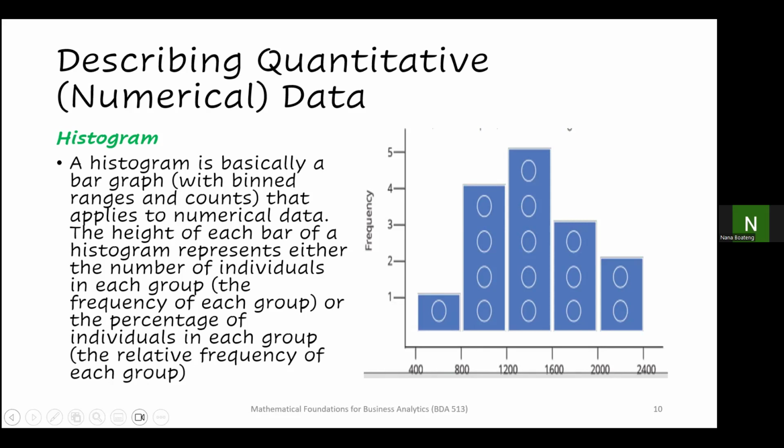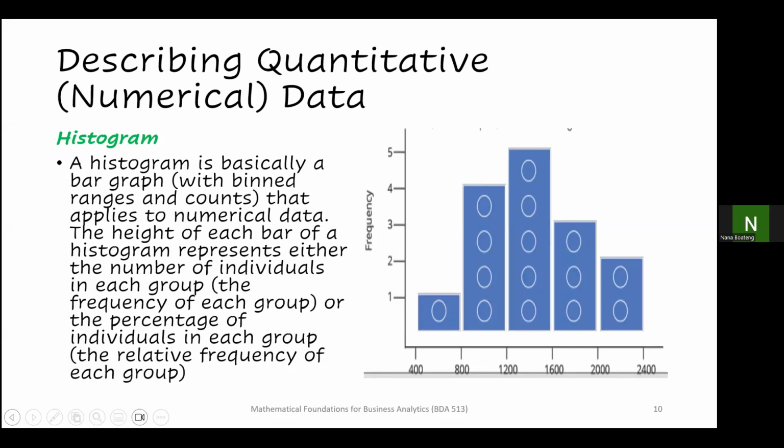For a bar between 400 and 800, we have only one person appearing. Between 800 and 1,200, we have 4. Between 1,200 and 1,600, we have 5. That is the highest. Followed by between 1,600 and 2,000, that is 3. And then between 2,000 and 2,400 is 4.